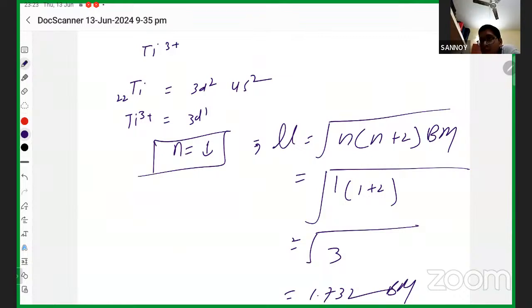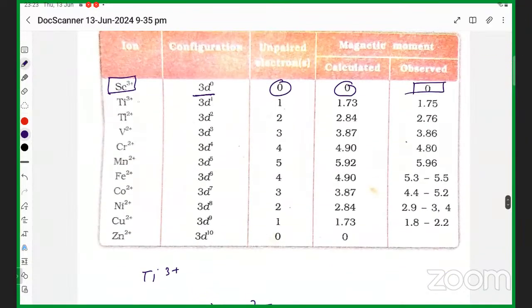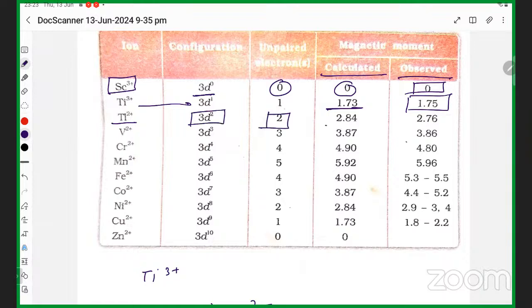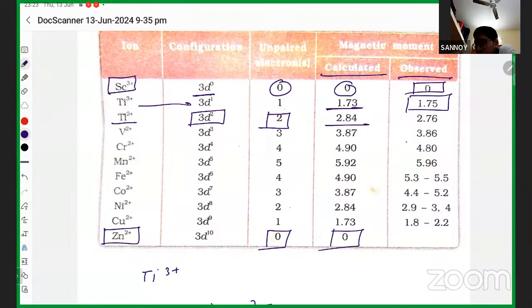So here, for Ti3+, calculated 1.73, observed 1.75. Ti2+ means 3d2, 2 unpaired electrons, so 2.84. And zinc 2+ is 0. Why 0? Because there is no unpaired electron. Yes or no? Okay.